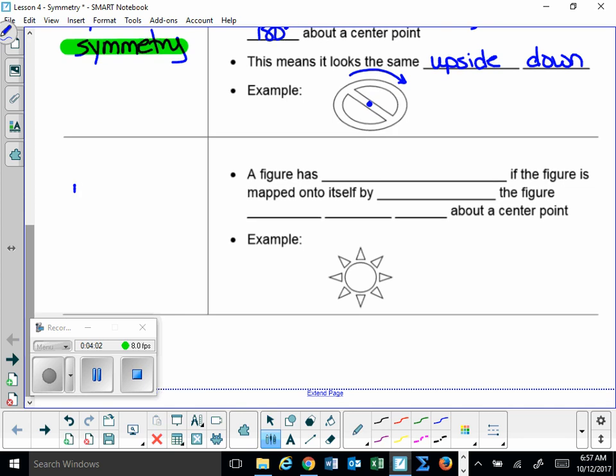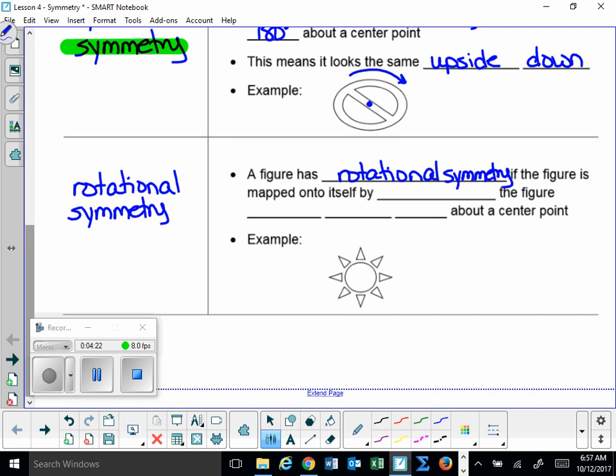The last type of symmetry we need to talk about is rotational symmetry. A figure has rotational symmetry if it can be mapped onto itself by rotating the figure less than 360 degrees, about a center point. Should have written a little smaller there.